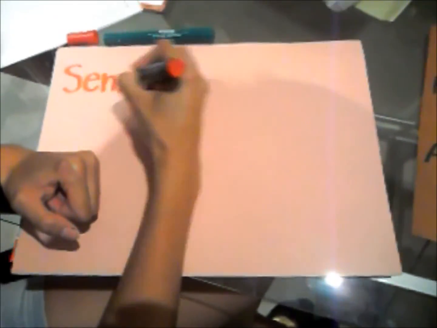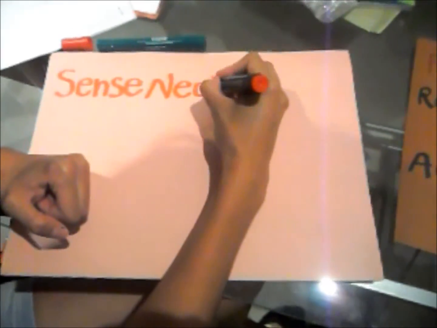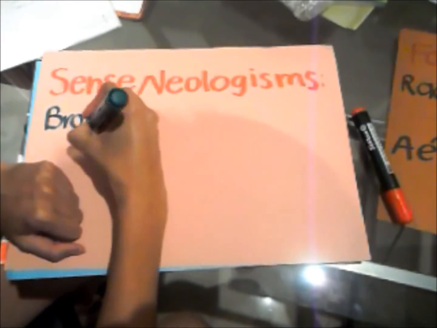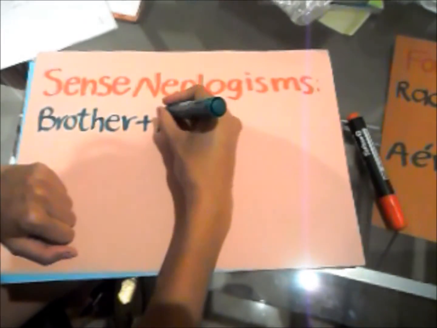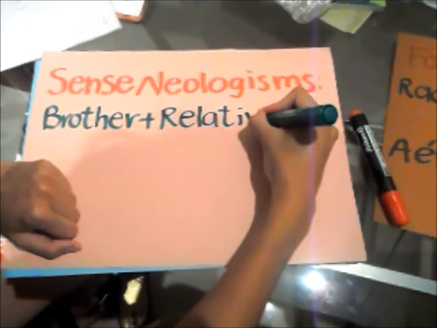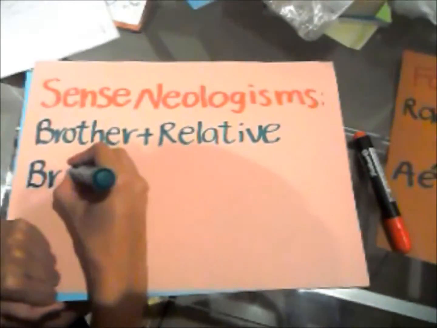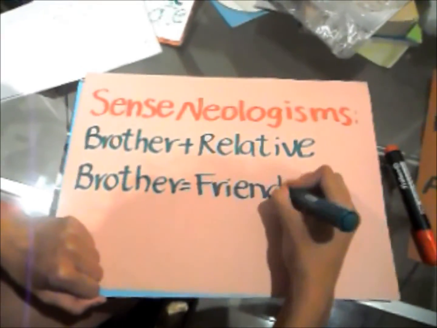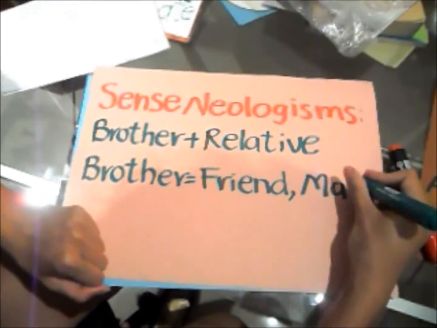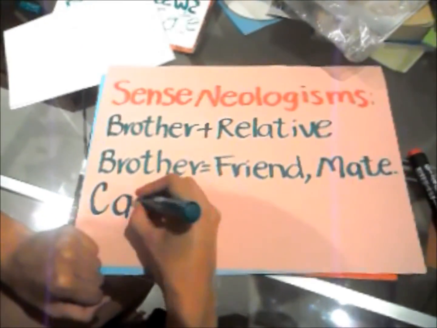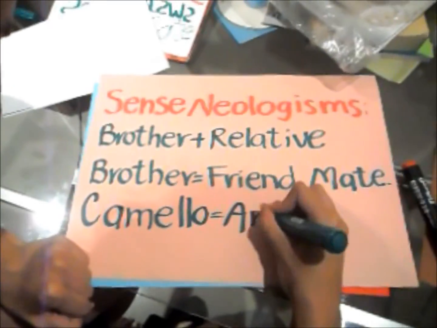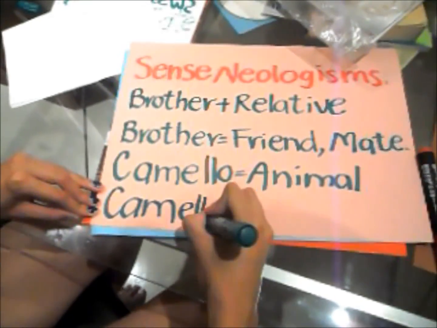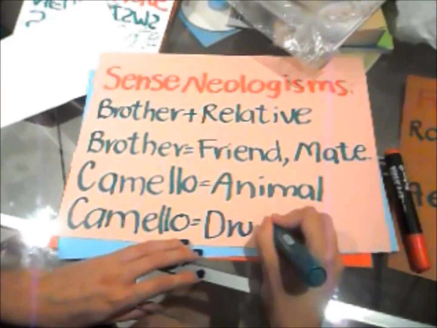The second one is sense neologism, which are new words created by already existing terms, but suffering semantic or meaning changes. For example, we have the word brother, which means a relative, the son of my father or my mother. But brother can also mean a friend, a mate, someone I appreciate. In Spanish, we have the word camello, which means an animal. But camello can also mean a drug dealer. This is sense neologism.